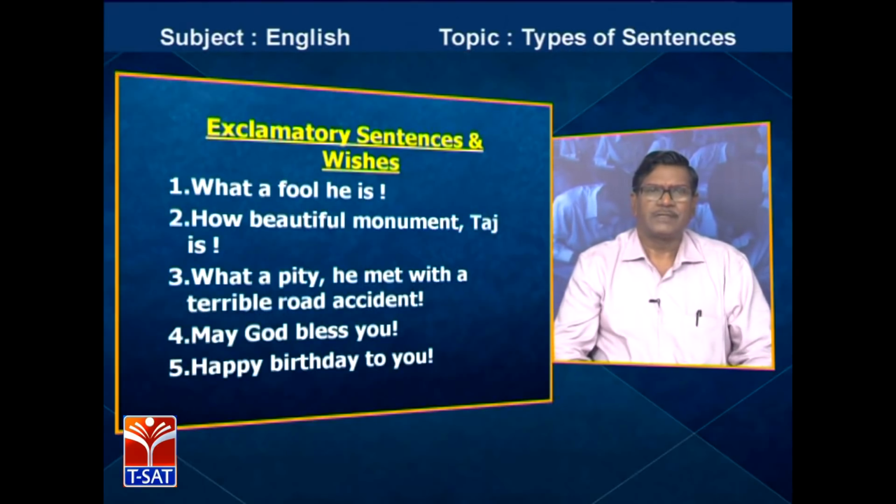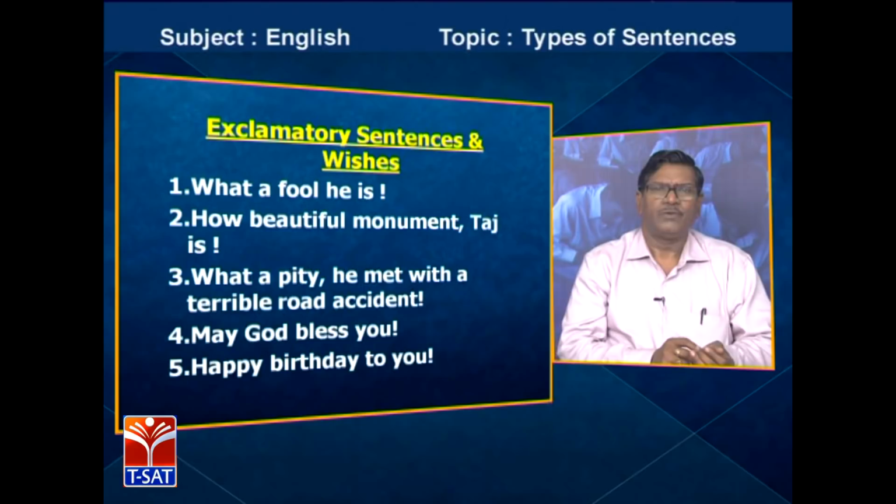So, the first one is an order, second one is a strong advice, 3, 4 and 5, these are requests. Mainly orders and requests are the two varieties in these imperative sentences. And now, fourth variety, exclamatory sentences and wishes. What a fool he is, how beautiful monument Taj is, what a pity he met with a terrible road accident. May God bless you, happy birthday to you.